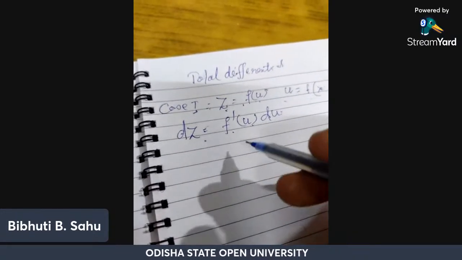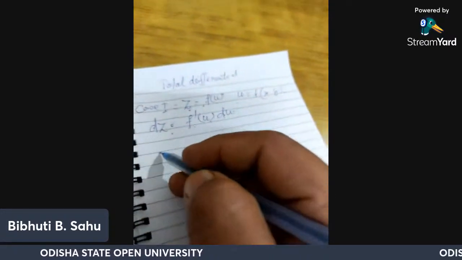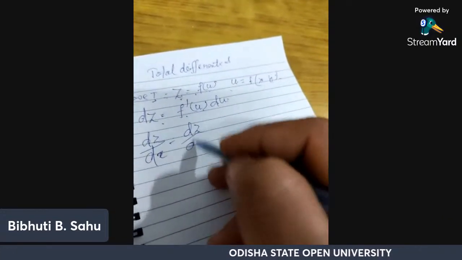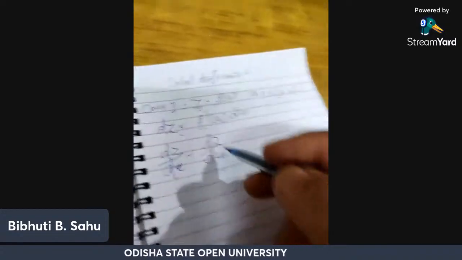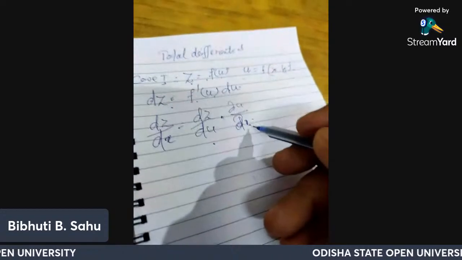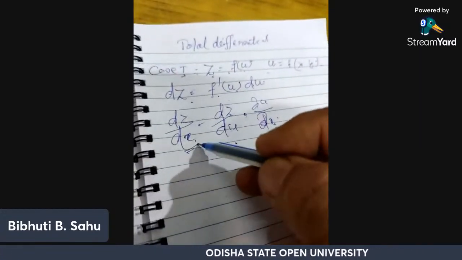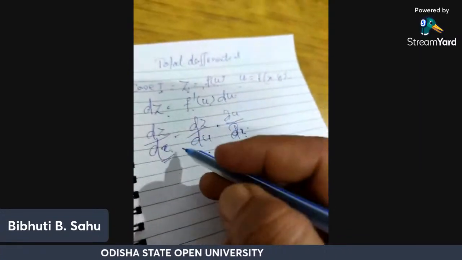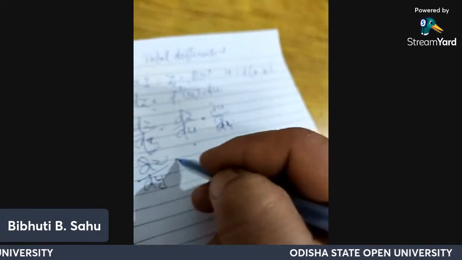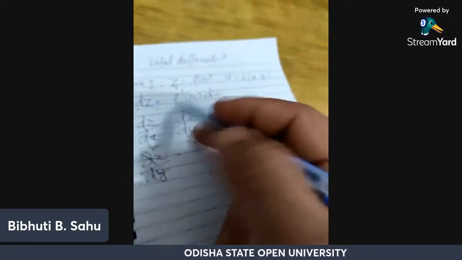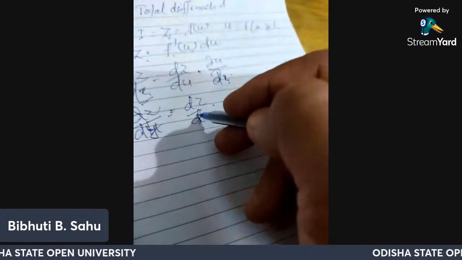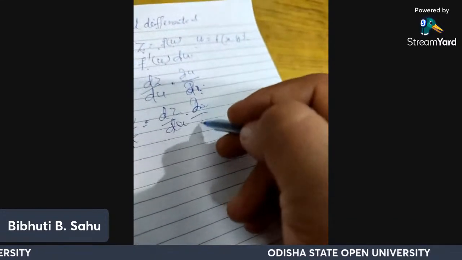Then what is dz by dx? So dz by dx is equal to what? dz by du, apply the chain rule, into del u by del x, because here x is the variable and y is constant. Likewise, for dz by dy, it is dz by du into del u by del y.